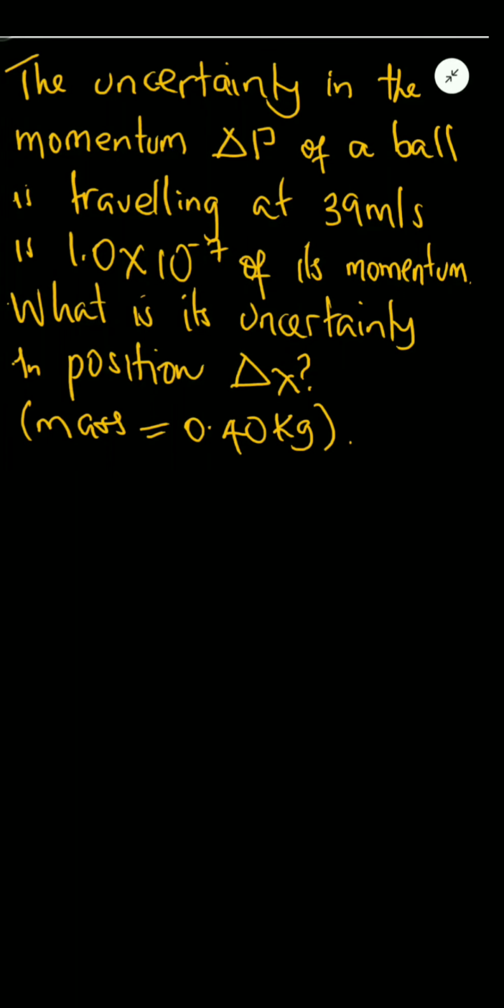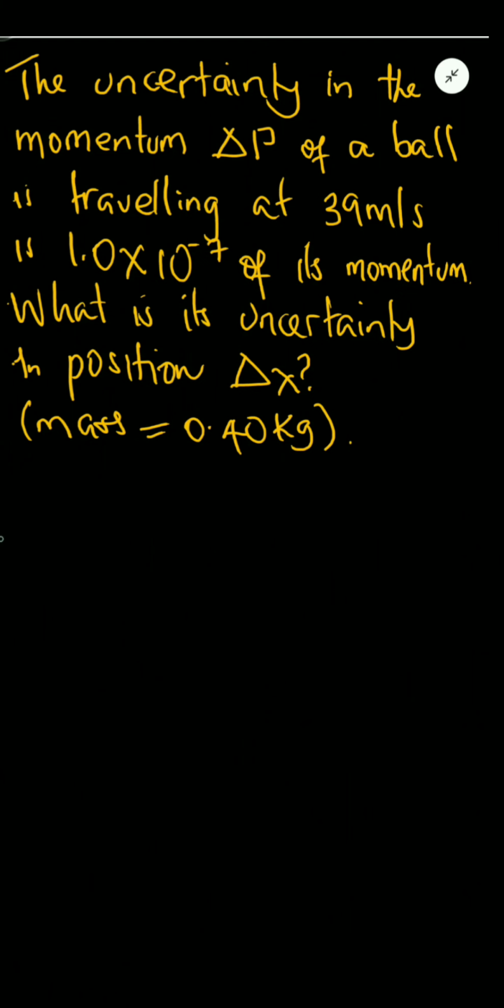So we're looking at this question. It says that the uncertainty in the momentum of a ball traveling at 39 meters per second is 1.0 times 10 to the power negative 7 of its momentum. Then the question is asking, what is its uncertainty in position, whereby we're given that the mass is equal to 0.40 kg. So we have to find the uncertainty in position.